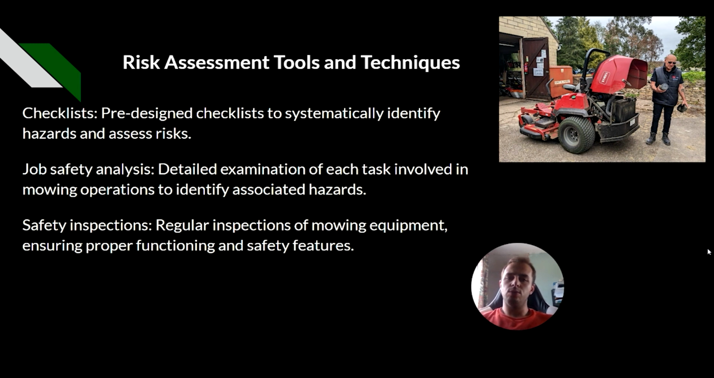So risk assessment tools and techniques. We can create checklists, which are pre-designated checklists to systematically identify any hazards and assess the risks. These can be things such as pre-start checklists, real simple, real basic. Job safety analysis, we can do detailed examinations of each task involved in the mowing operations to identify any associated hazards with that task. Safety inspections, this can include regular inspections of the mowing equipment, ensuring that those safety features are functioning and in place.